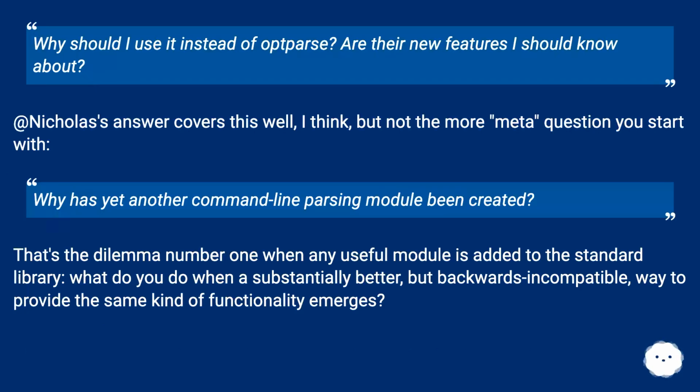Why should I use it instead of Optparse? Are there new features I should know about? Nicholas's answer covers this well, I think, but not the more meta question you start with: why has yet another command line parsing module been created? That's dilemma number 1. When any useful module is added to the standard library, what do you do when a substantially better, but backwards incompatible, way to provide the same kind of functionality emerges?